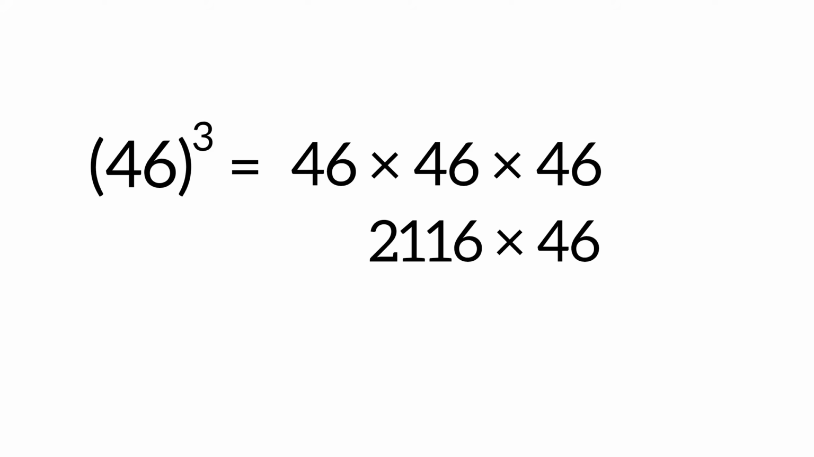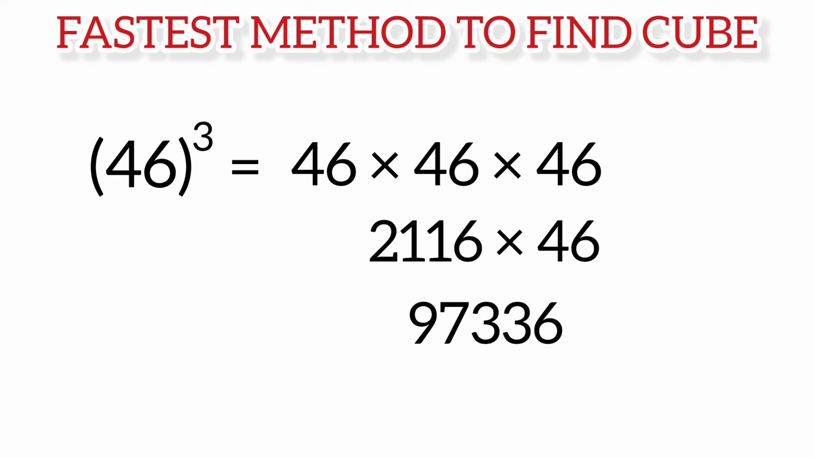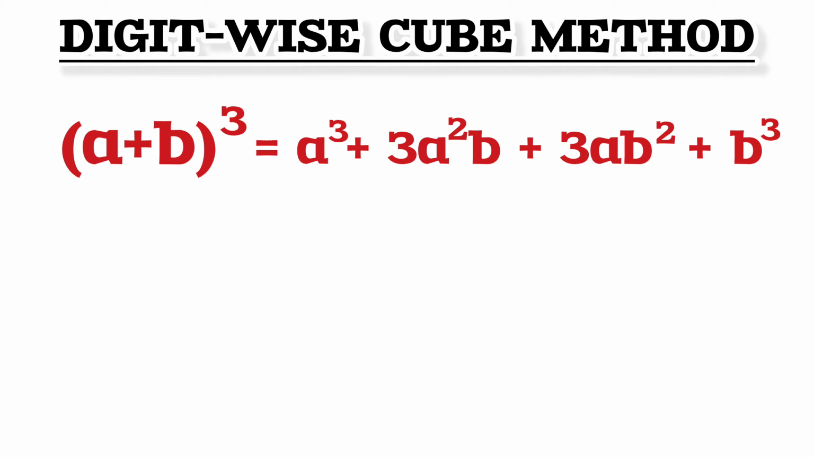Finding a cube always feels like a long and tedious task. Ever wondered what is the fastest method to find the cube of any number? The answer is the digit-wise cube method. To use this, you only need to know the algebra property (a + b) whole cube. Let's see how this works.